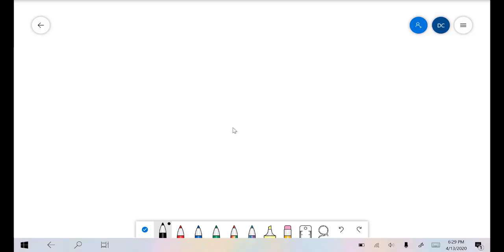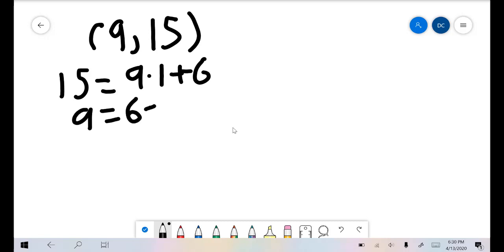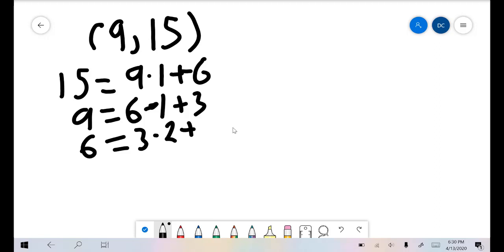Well, as a base case, what happens when you have already found the greatest common divisor? For example, when you get the greatest common divisor of 9 and 15, the steps that you're going to perform in the Euclidean algorithm are that 15 is equal to 9 times 1 plus 6. Then 9 is equal to 6 times 1 plus 3. And 6 is equal to 3 times 2 plus 0.